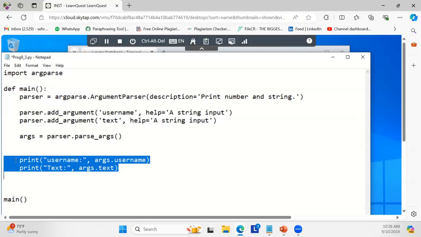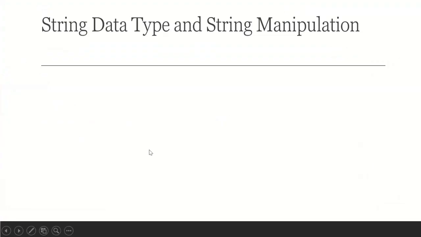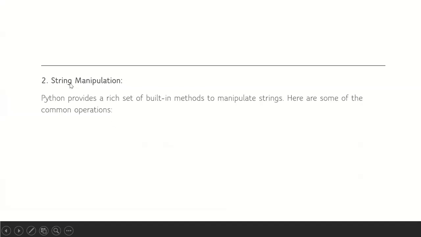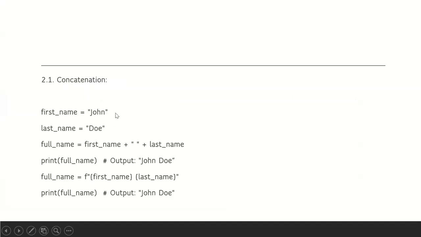Like, what about the string data type, and then how we can manipulate the same, right? So in Python, a string is a sequence of characters enclosed within single quotes or double quotes, right? Which we saw. Strings are immutable, meaning once a string is created, its content cannot be modified. So I'm saying greeting, hello world, something like that. How can we implement those pieces?